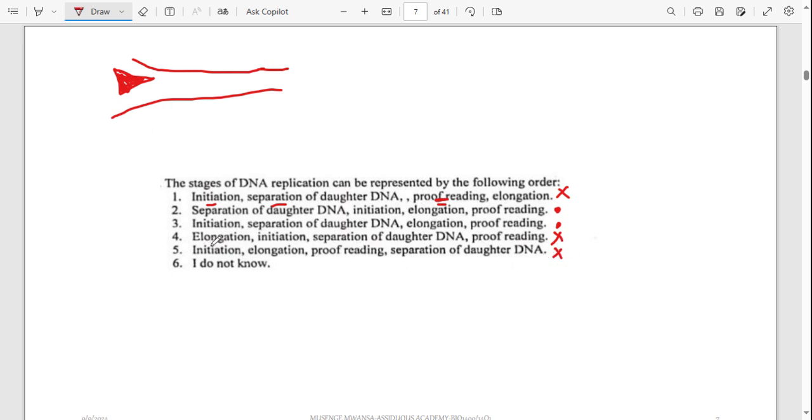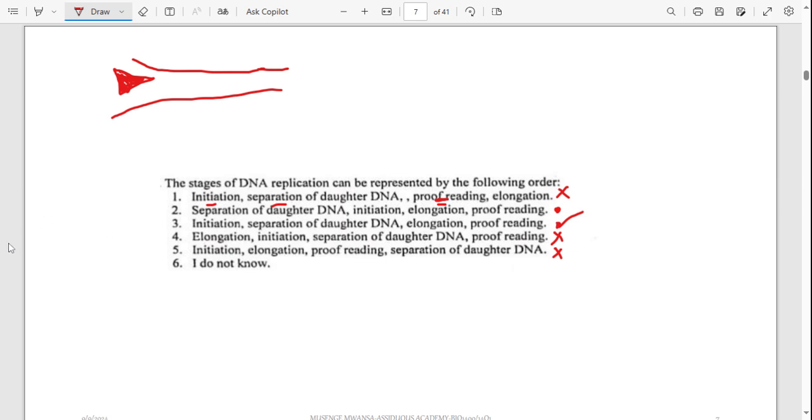So the first thing is we are going to initiate the process, right? Initiation is the first, and then we separate the strand. As you are going to be separating the strand, that's when elongation is going to be happening. Okay, so we're supposed to start with initiation. Option 3, that is the one.